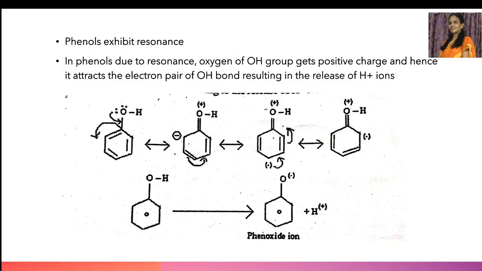Phenols exhibit resonance. In phenols, due to resonance, the oxygen of the OH group gets a positive charge, and hence it attracts the electron pair of the OH bond, resulting in the release of H plus ions. So this is the statement. Now let us see the example. Here, this oxygen has a lone pair. So it is shifted towards the adjacent single bond. This is called resonance. So this is the plus M effect. So due to the plus M effect of this OH group, then what happens?